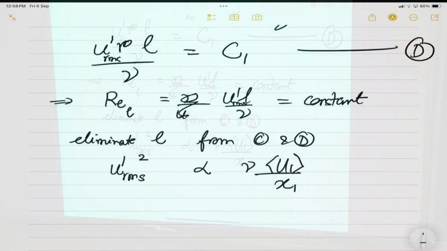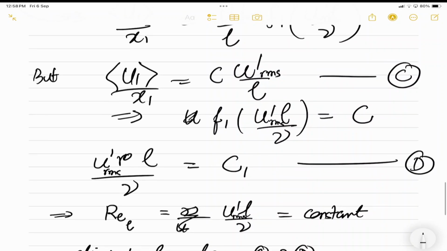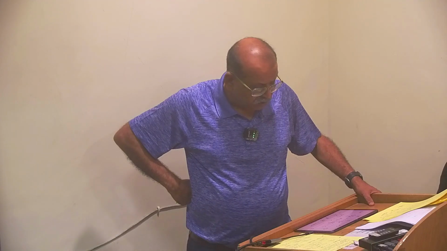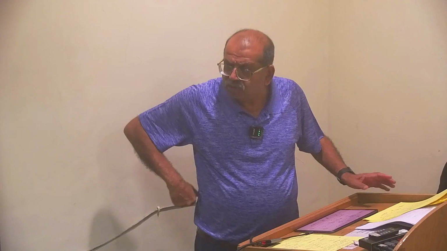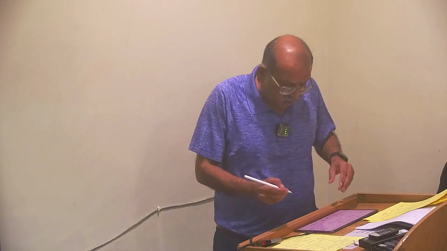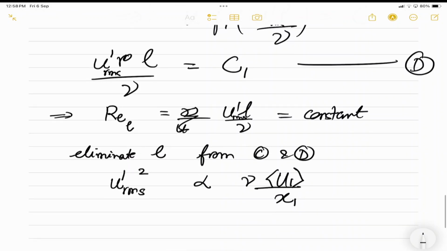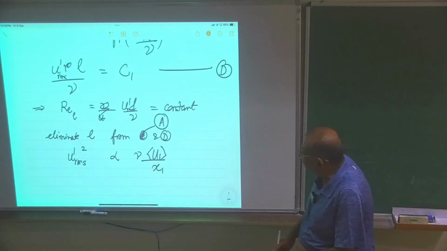Equation C was the same as A. This is equating the two time scales: mean of U1 upon x1 is equal to C times U prime RMS. It's the same as A. So okay, let's call this A and this one A and D, it's the same thing.